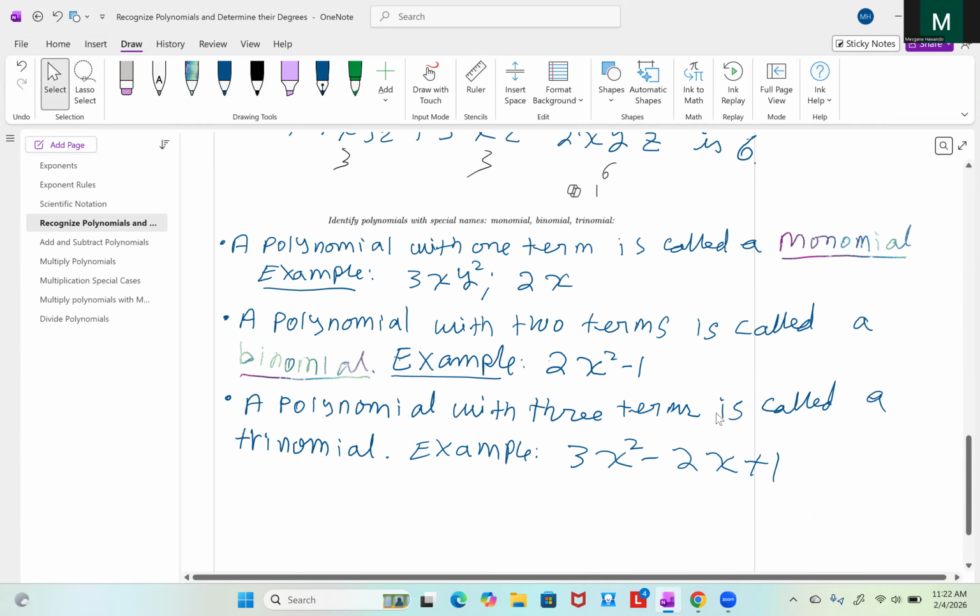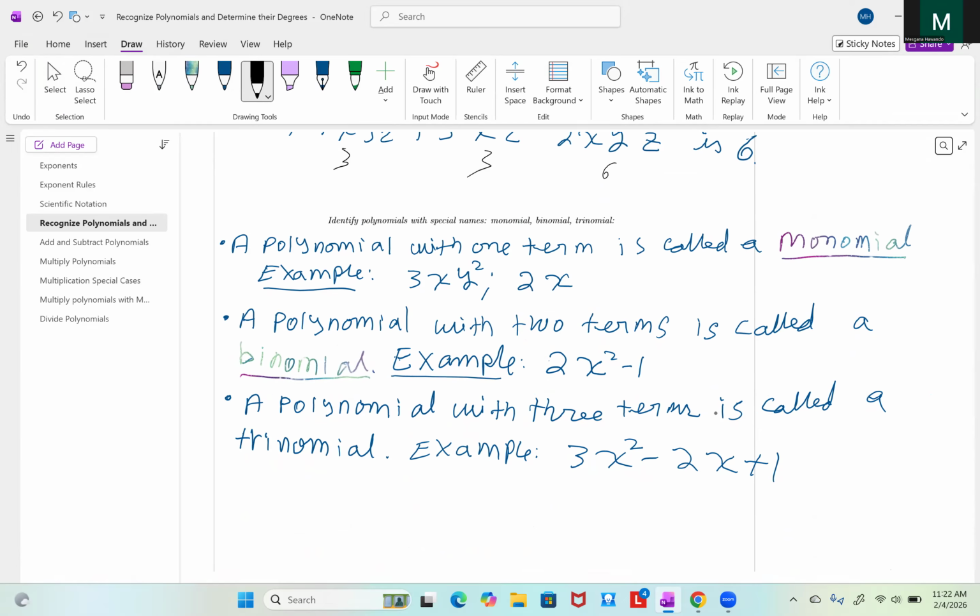Identify polynomials with special names: monomial, binomial, trinomial. A polynomial with one term is called a monomial. Example, 3xy squared. This is a polynomial that has one term, so it's called a monomial. 2x is another example.